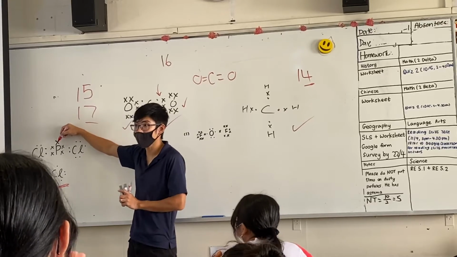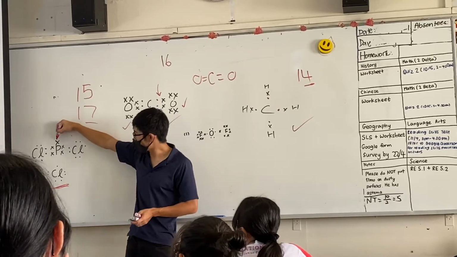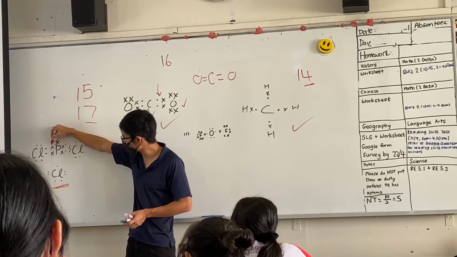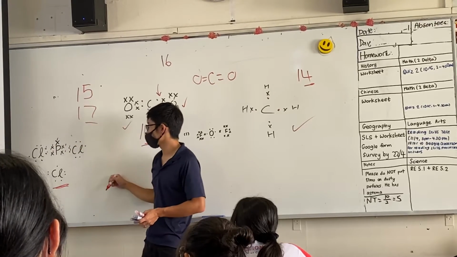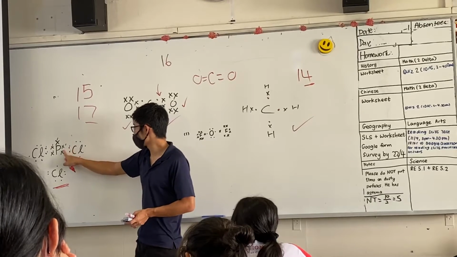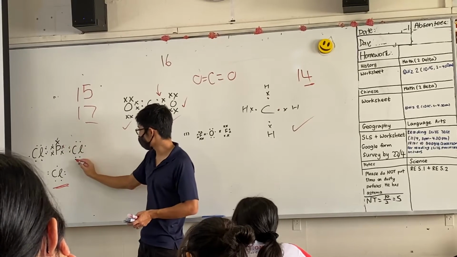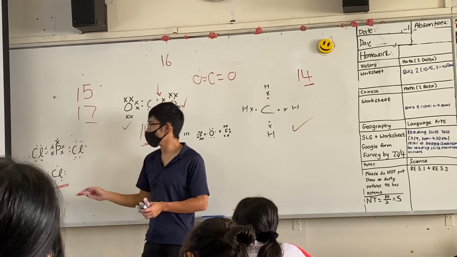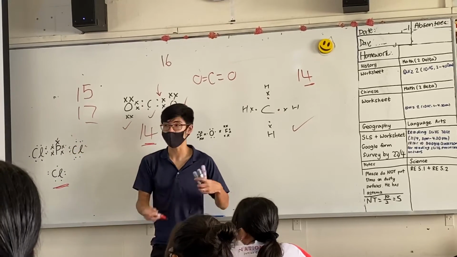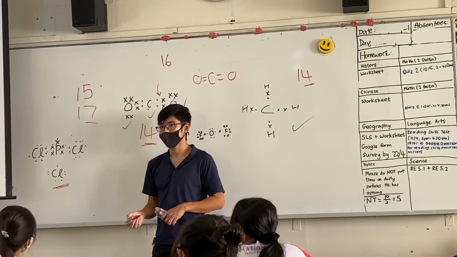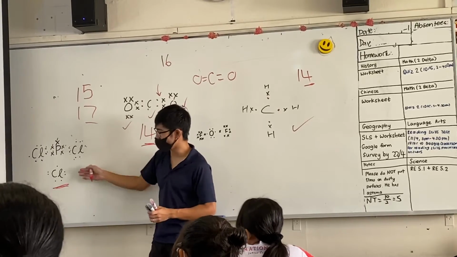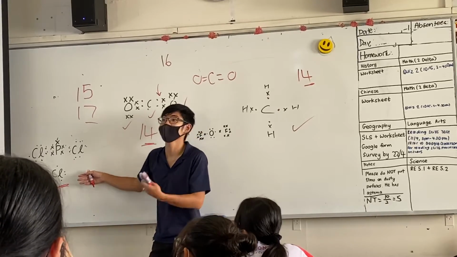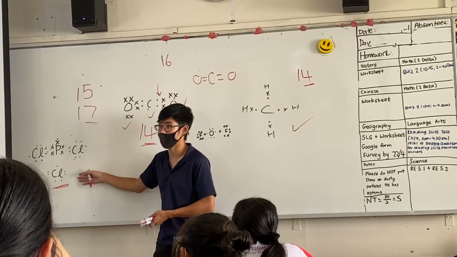Let's check phosphorus. Does it have 8 valence electrons now? Yes, 1, 2, 3, 4, 5, 6, 7, 8, 9. Okay, let's look at chlorine. Chlorine has 1, 2, 3, 4, 5, 6, 7, 8, 9. Everyone seems to have a little bit too much to share around. Okay? So perhaps we could share it with this fella who has no friends. Maybe we share an electron with chlorine here.